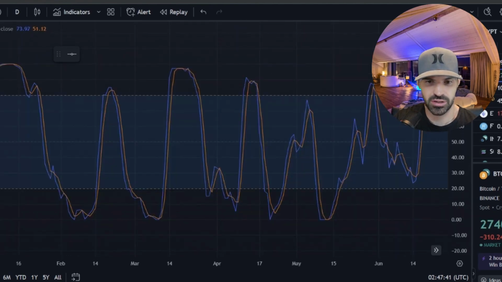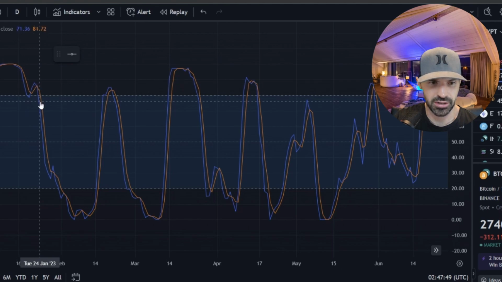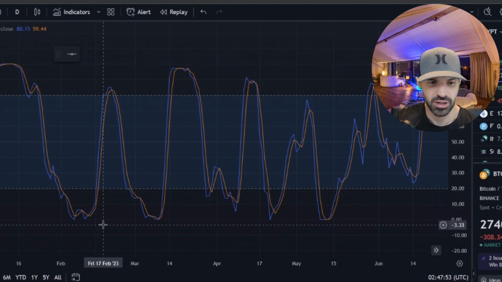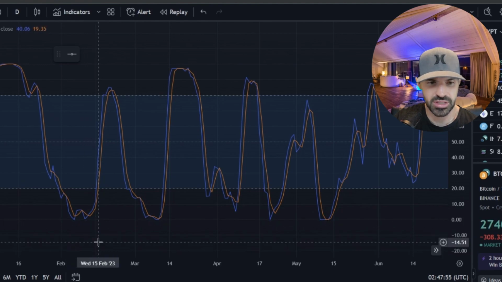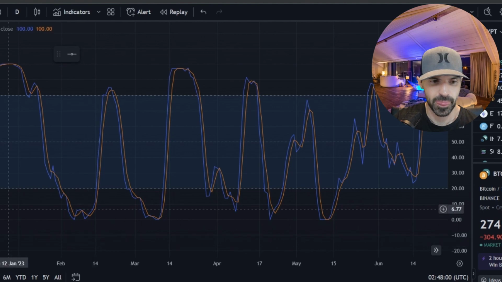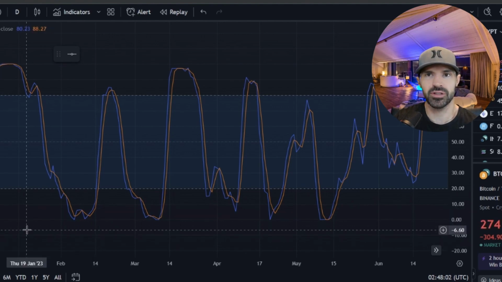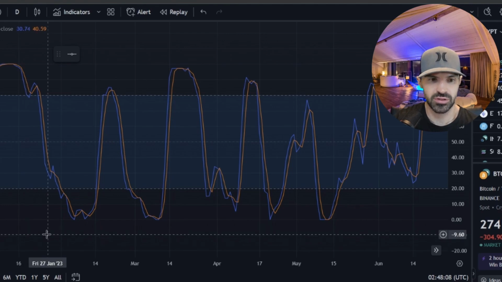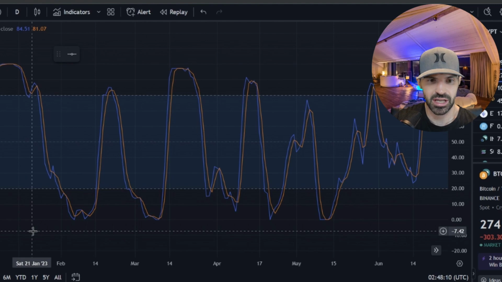As you can see, there are 2 lines. There is a blue line, which is called the K line, and which moves faster than the orange line. The orange line is called the D line, which is the signal line. From the previous video, we saw the RSI, just the relative strength index, only had 1 line. So this is the one main difference. The stochastic actually has 2.